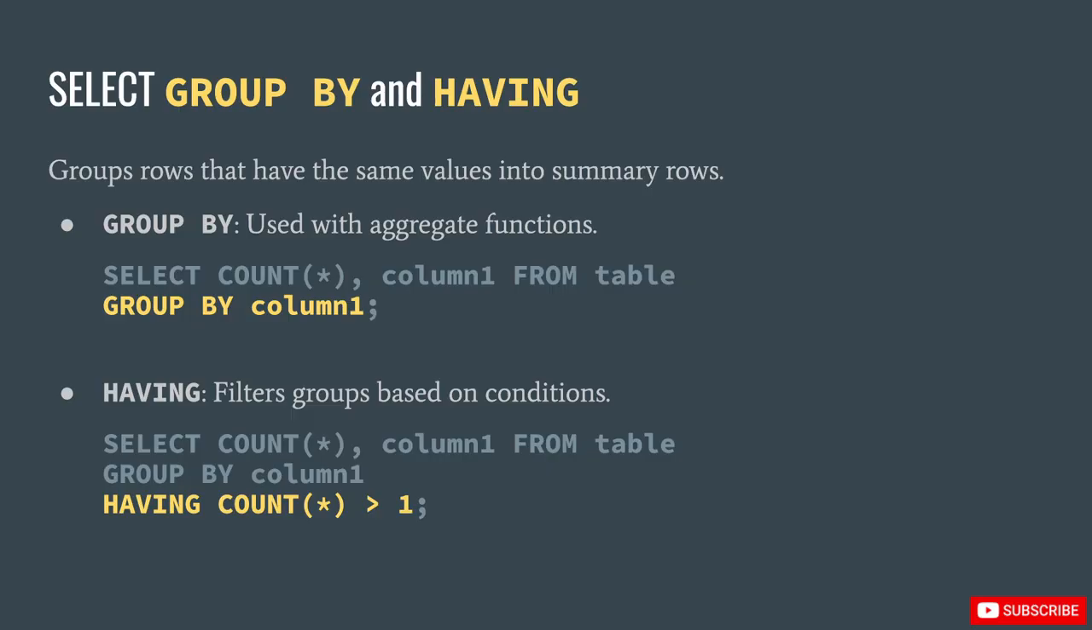Next, we have group by and having, 2 SQL clauses that help organize and filter group data, especially when using aggregate functions. Group by groups rows that share the same values in specified columns, creating summary rows for each group. Having works like a filter for these groups, letting us specify conditions on grouped data. Unlike where, which filters individual rows, having filters entire groups after they're created.